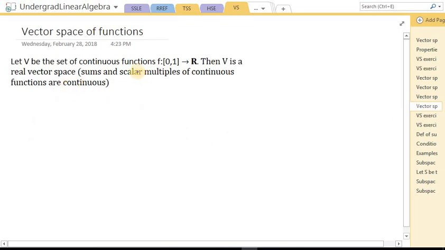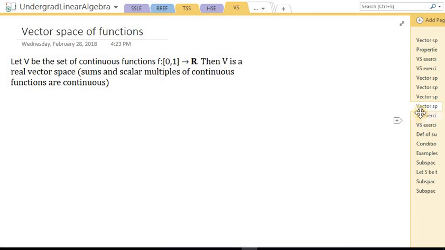Then we could also take the set of all continuous functions on the interval that are real valued. Then V is also a real vector space because sums and scalar multiples of continuous functions are continuous. So again, I'm not going to emphasize that in this class, and you see this kind of thing in real analysis. But you should be aware that this kind of vector space is out there. Vector spaces are not just component vectors, but many other things are vector spaces also. All right, so let's go on to some exercises.